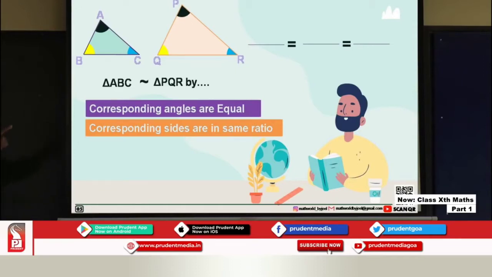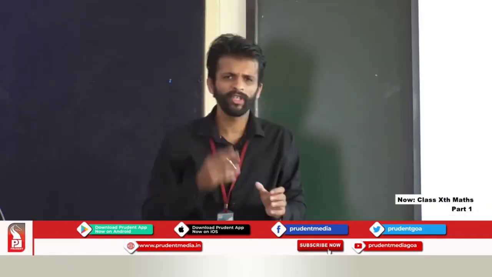Now, is it compulsory for three angles to be equal? No. It can be two angles, because you must have studied in your previous classes that the sum of all the three angles of a triangle adds up to 180 degrees, right? So if I have two angles of one triangle equal to two angles of the other triangle, by default the third angle will be equal. So in the course of this chapter, we are not going to see this test as the AAA similarity test, but we will only look at it as the AA similarity test. So we just bother about two angles.